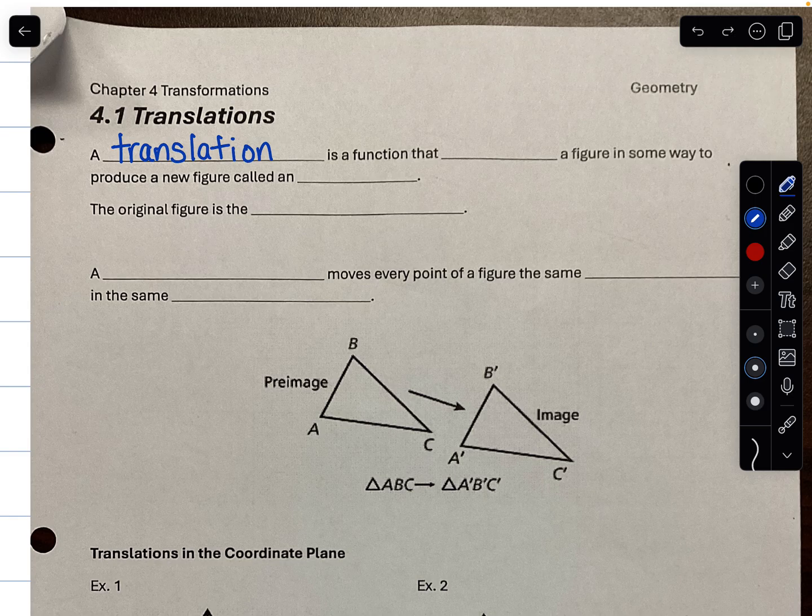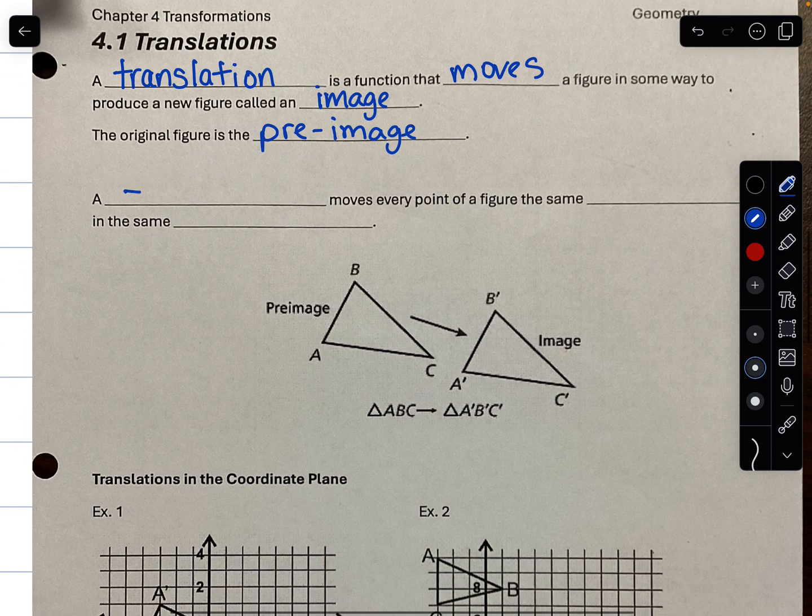Okay, a translation is a function that moves a figure in some way to produce a new figure called an image. The original figure is called a pre-image. One thing we need to know about translations is that a translation moves every point of a figure the same distance in the same direction.